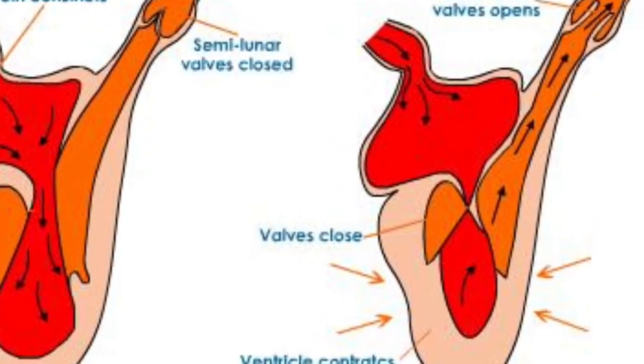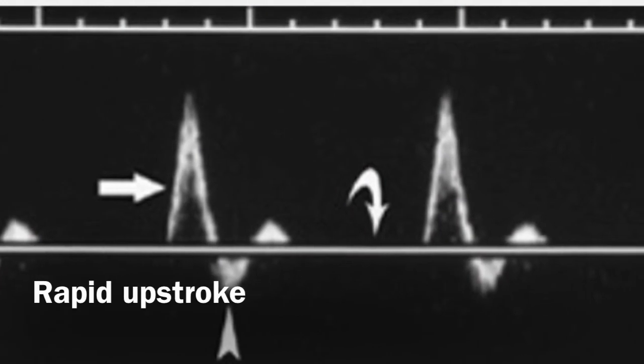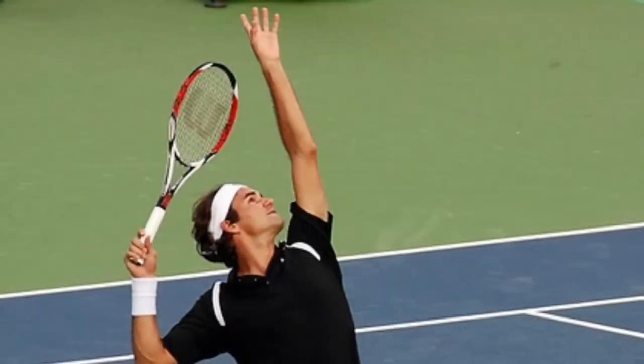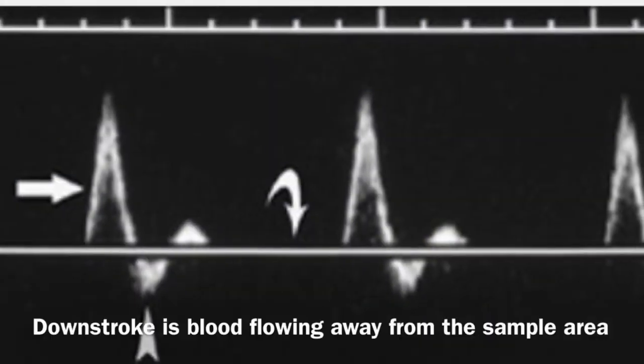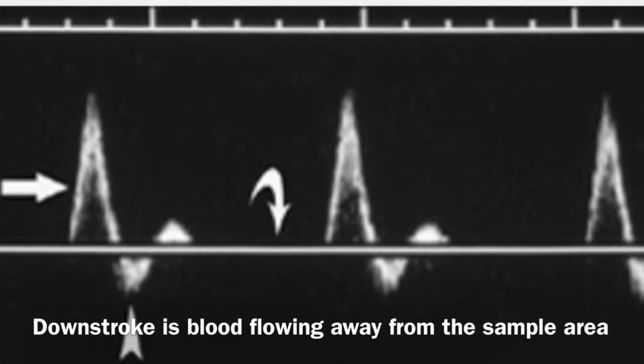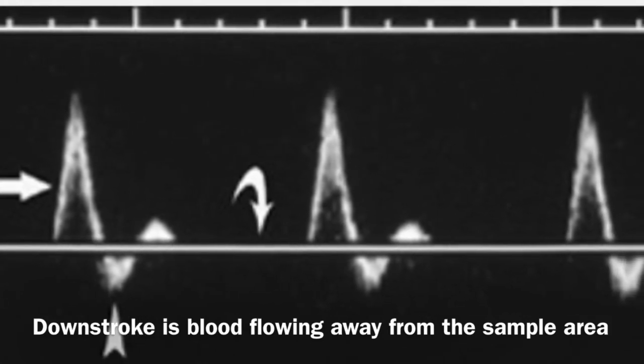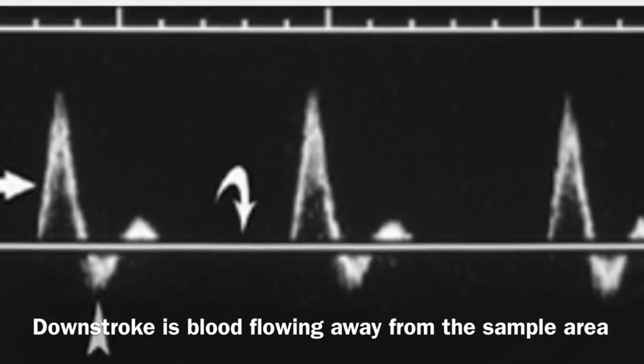With the heart systole, you'll see an upstroke in the wave, exactly as a powerful tennis serve that moves the ball at full speed. This is detected by the spectral analysis box. As the blood moves away from the spectral analysis box during diastole, the wave undergoes a downstroke.